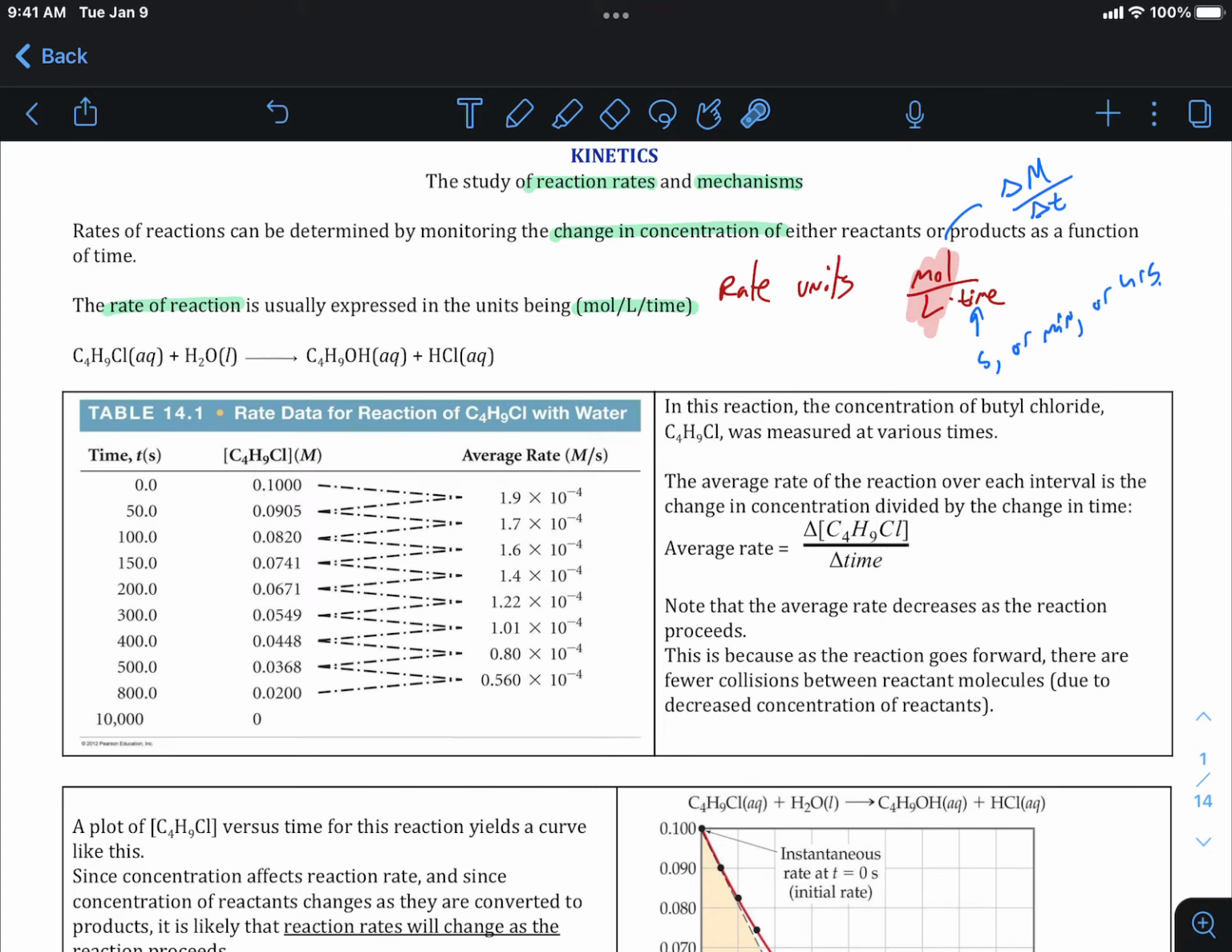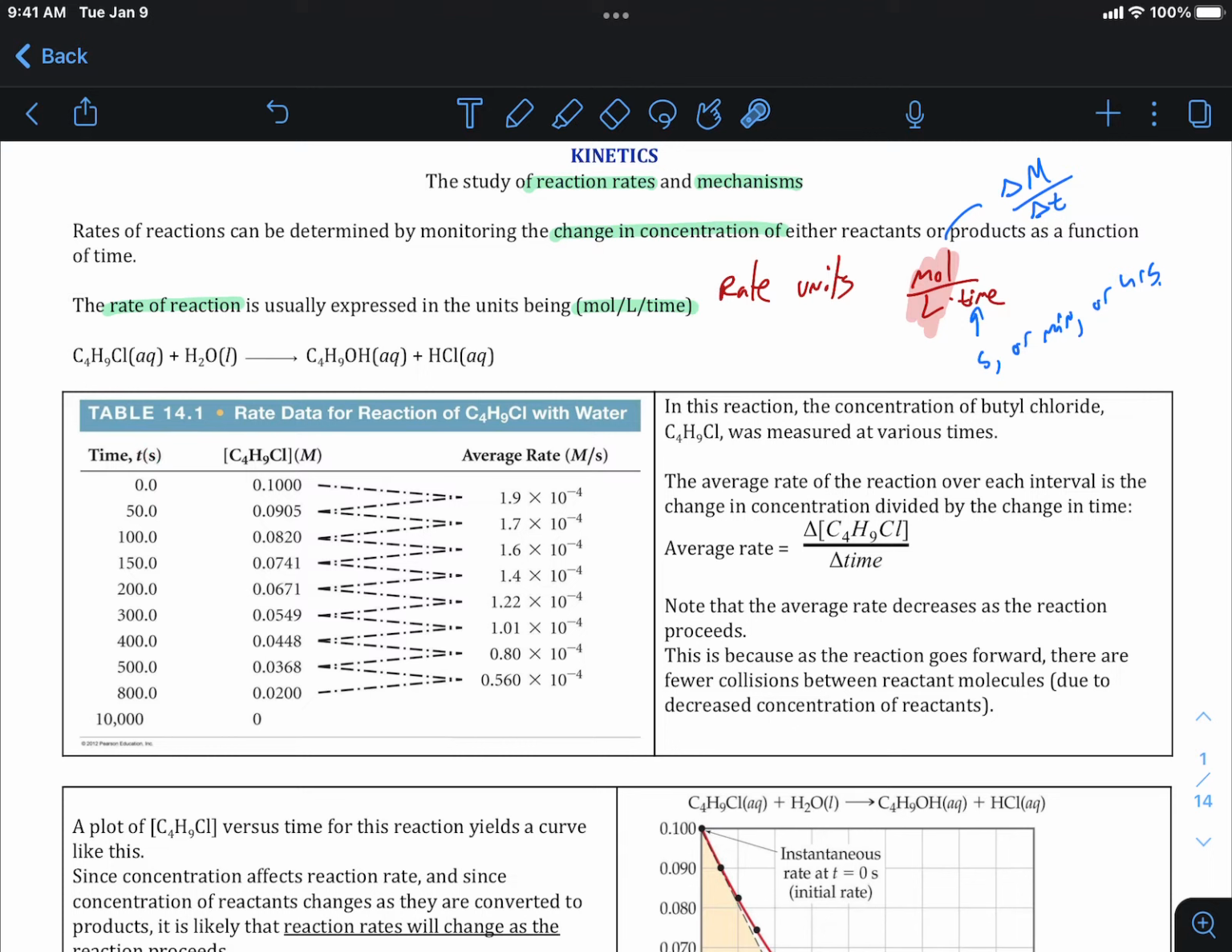So what we're doing here in this example is taking what's called the average rate. And the average rate is simply when you take the change in concentration, as in the difference, divided by the time interval that it occurred over. So this particular average rate was taken by taking the difference of these concentrations and dividing it by 50 seconds, right? And so it turns out that the average rate for the first interval was 1.9 times 10 to the negative 4. And the units are moles per liter per second, because again, seconds is the time unit used.